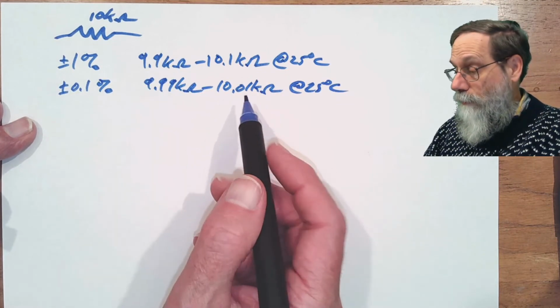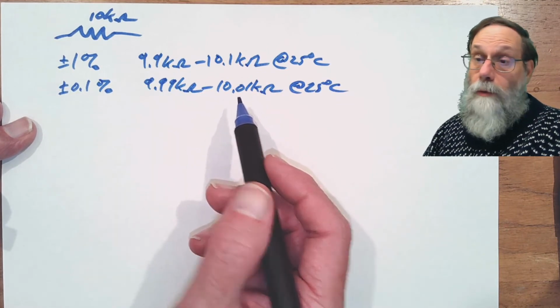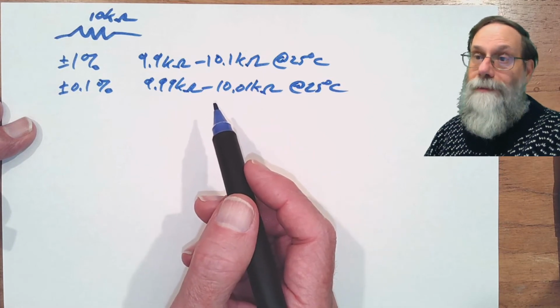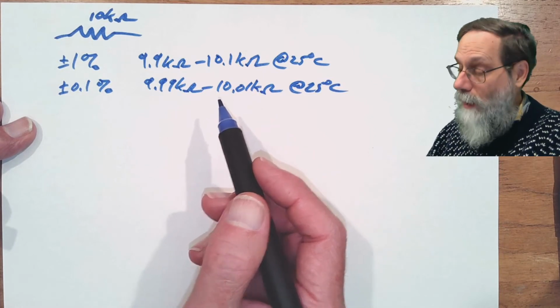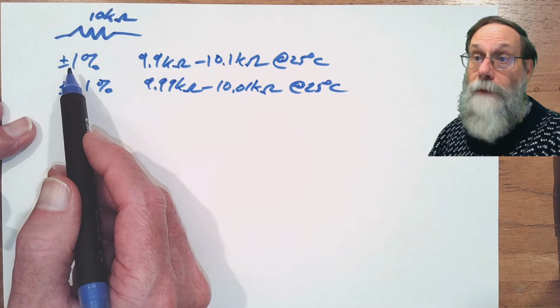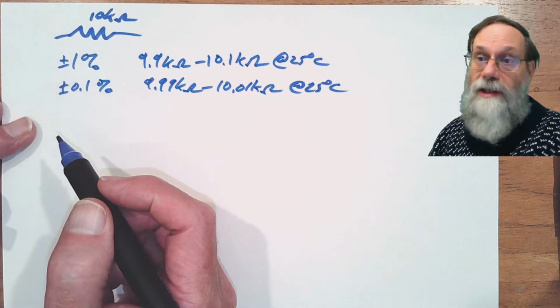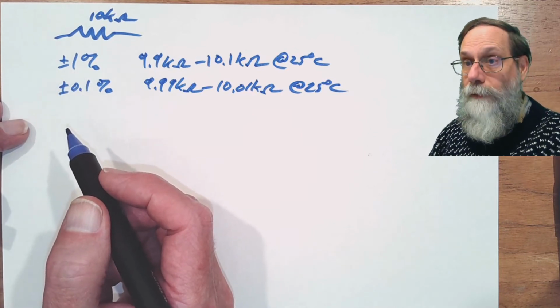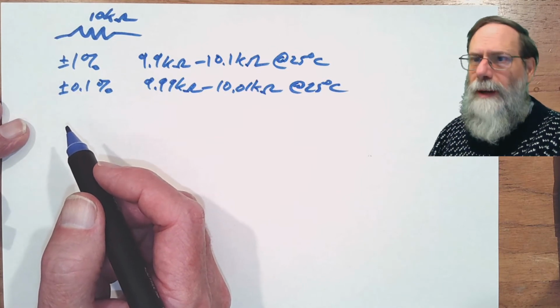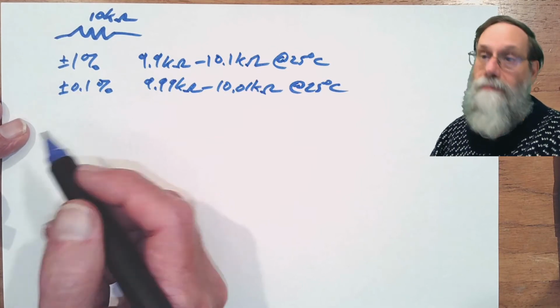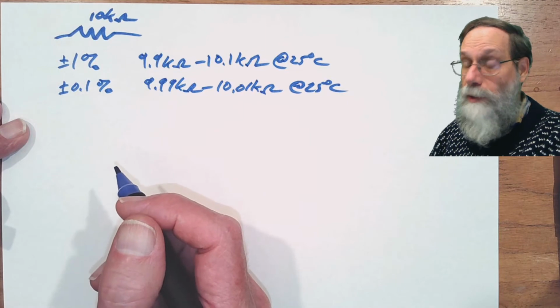And you might wonder, why doesn't everybody just use the more precise ones? Well, there's a good reason. They're more expensive. So the 1% ones are very cheap. And those are the default value to use if you're just saying, hey, I need a resistor here, I'm not that fussy about the value. The 1% resistors are pretty much the cheapest ones on the market.